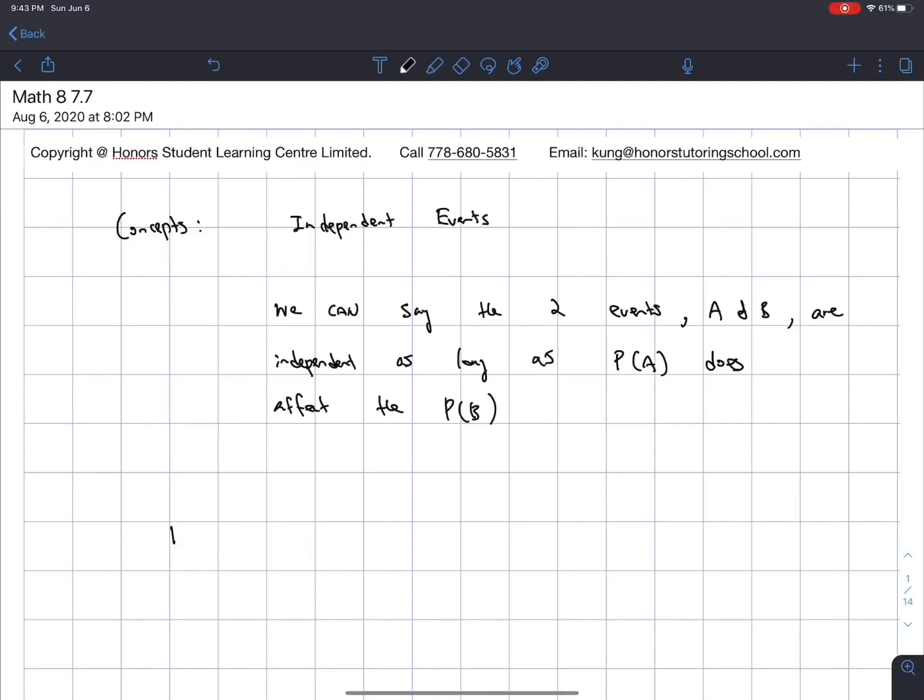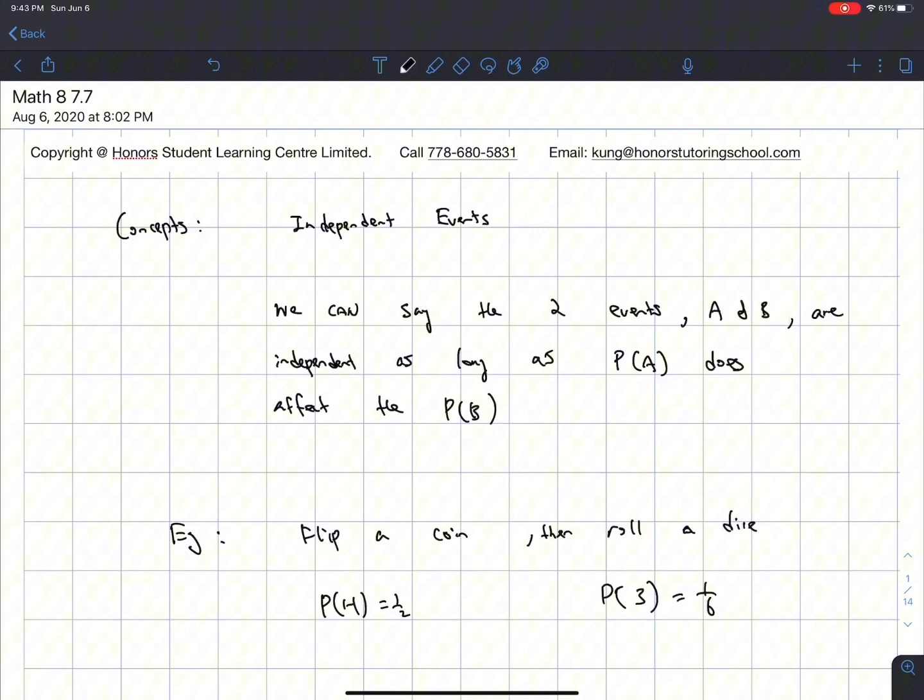So an example would be if we flip a coin, then roll a dice. So the two events are completely independent of each other. For example, the probability of head is 1/2, and the probability of getting a 3 is 1/6, right? So getting a head does not affect the probability of getting a 3.